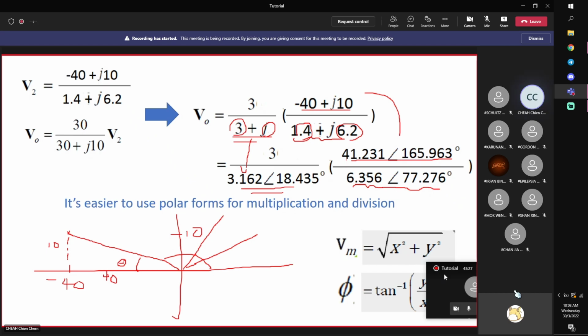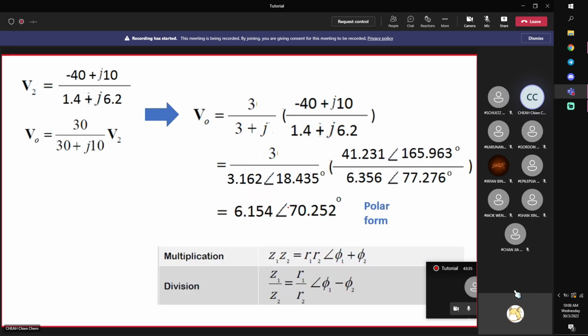Now in polar form, remember, polar form is easier to perform mathematical operations of multiplication and divisions. So let's do it now. In fact, you can just do this first. It means 3 times 41.231 divided by 3.162 divided by 6.356. You get 6.154. That means multiply, and then divide.